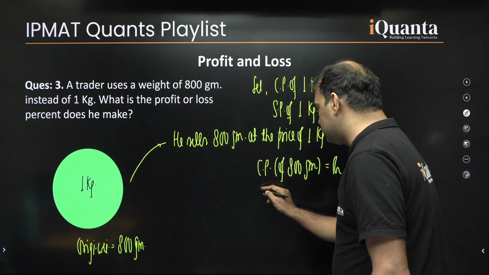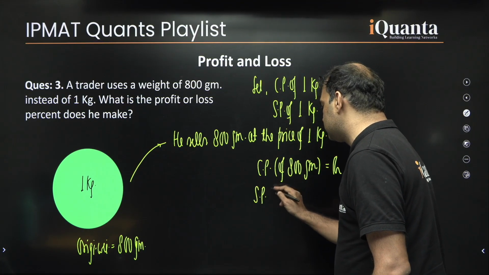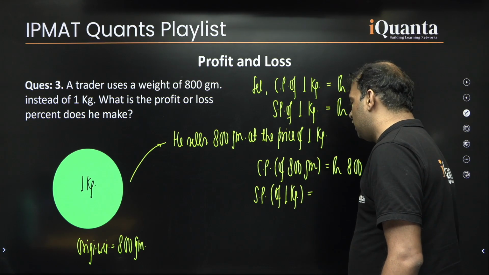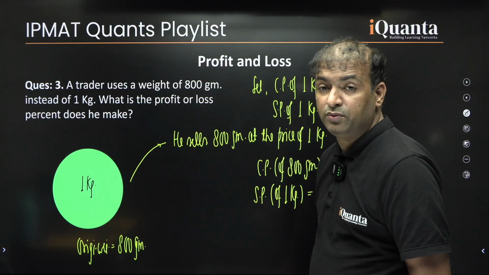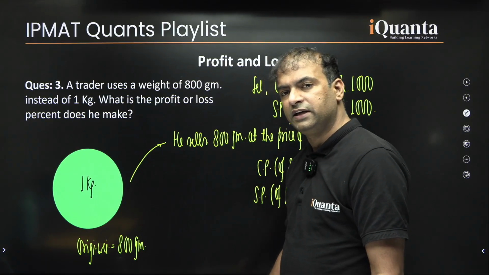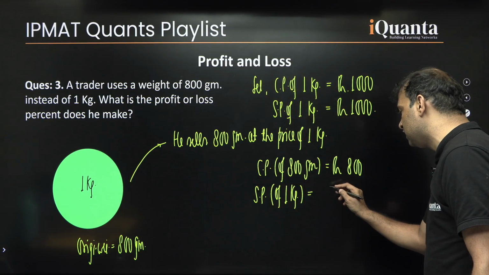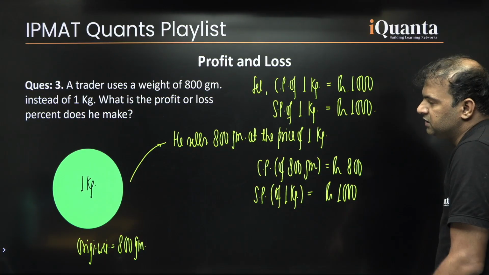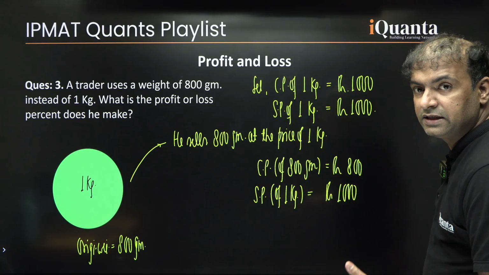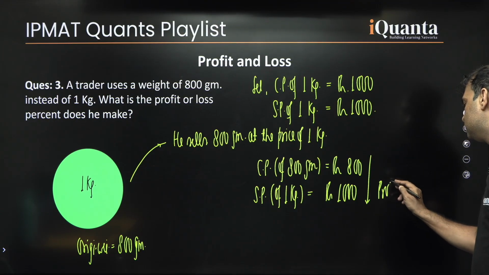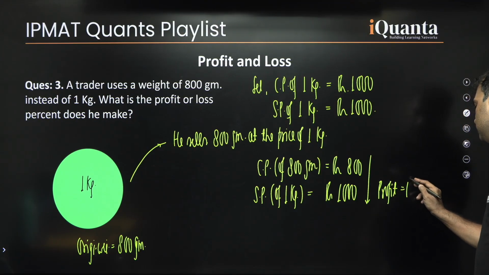But when he sells, the customer thinks he is getting the whole 1 kg, right? So the customer will pay assuming that he's getting 1 kg, so he'll be paying the money of 1 kg. And the selling price of 1 kg is rupees 1000. That means the customer is paying 1000. So the cost price for the trader is 800 and the selling price for the trader is 1000. That means he makes a profit of rupees 200, simple.